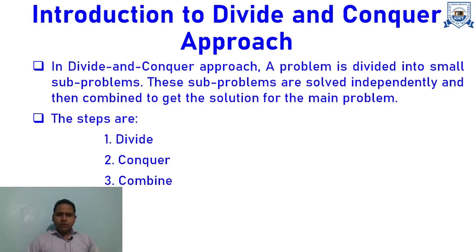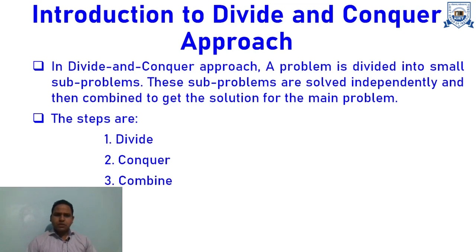So in introduction to divide and conquer approach, what does the divide and conquer approach mean? In design and analysis of algorithms, we have many different design strategies to solve a problem, such as greedy approach, dynamic programming, backtracking, and branch and bound. So divide and conquer is also one of the strategies to solve a computational problem. In divide and conquer approach, we have a problem. That problem is divided into small sub problems, and these sub problems are solved independently and then combined to get the solution for the main problem. This is how the divide and conquer approach works.